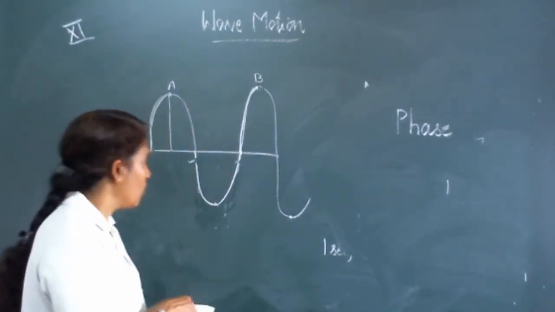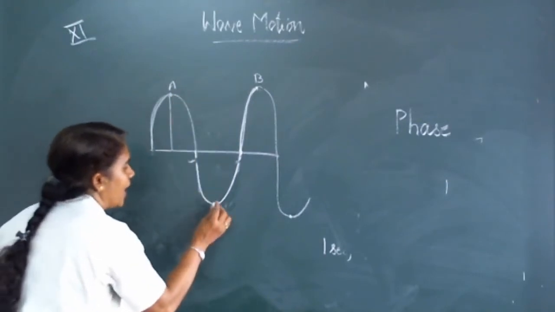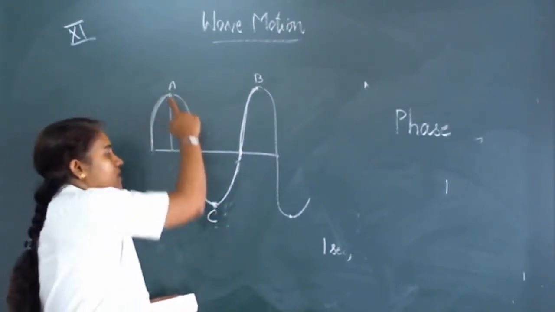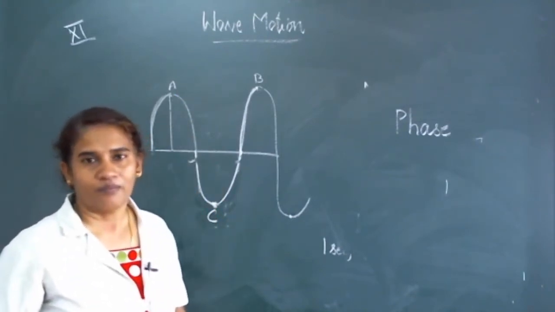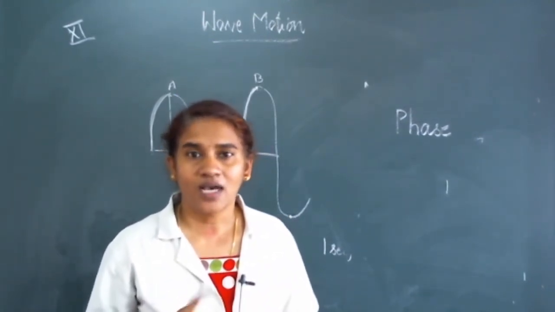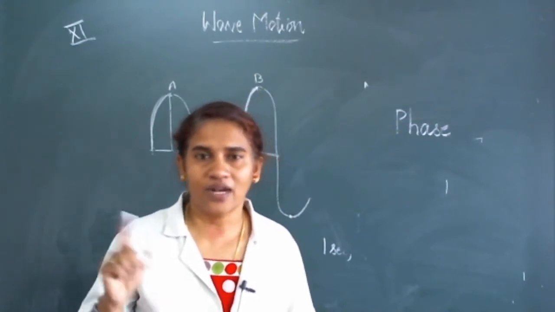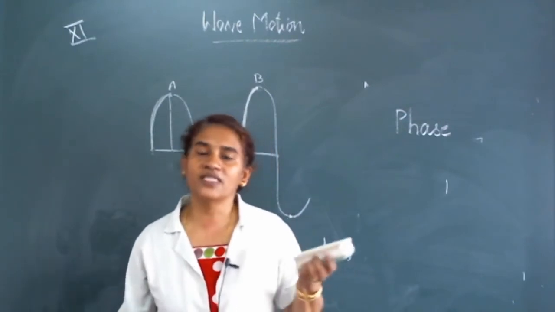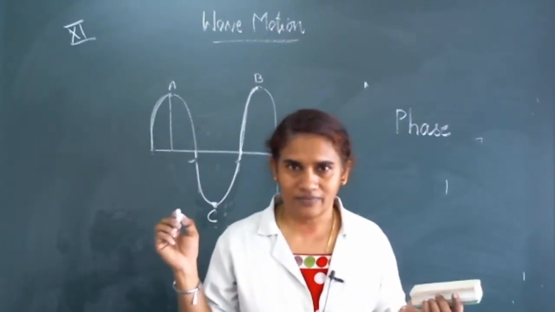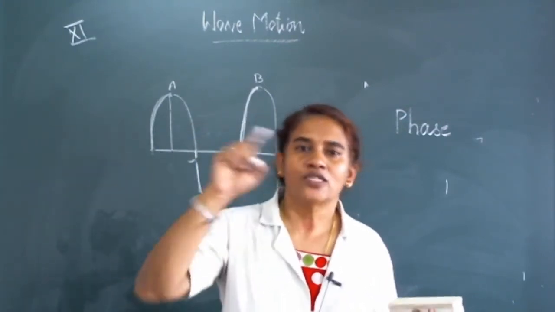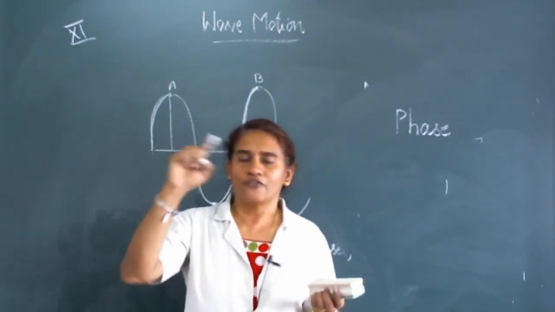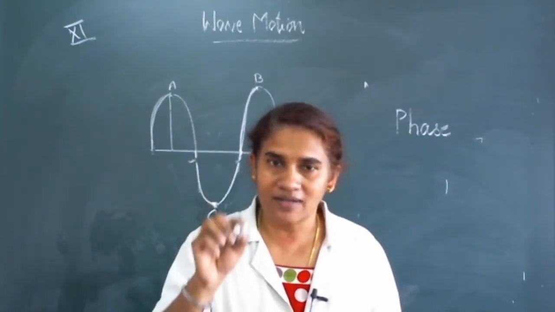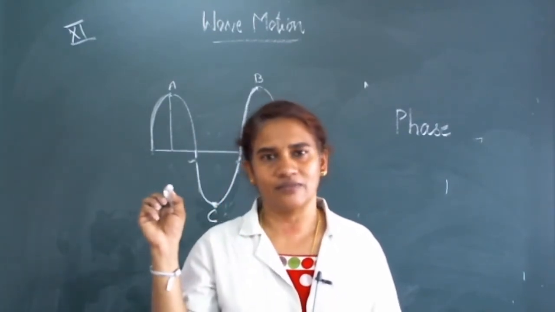Now when we take a particle A and C here, one is at the top extreme and the other is at the bottom extreme, they are called out of phase. They are not in phase, they are out of phase. An exact 180-degree difference is called out of phase, opposite phase. So according to the position of the particles, the position of the particle is represented by a term called phase, right?